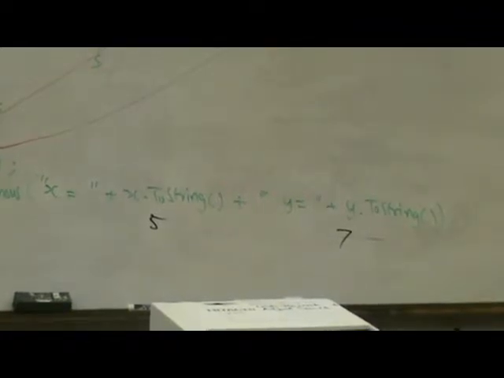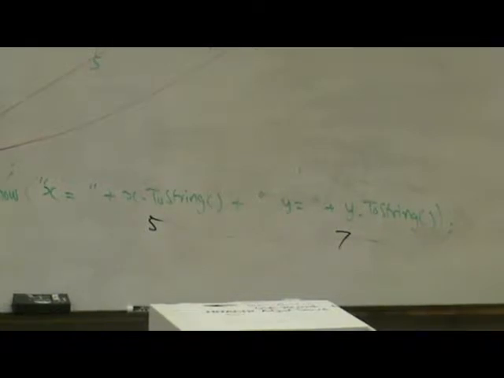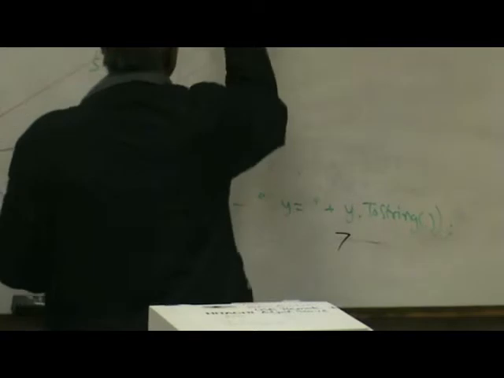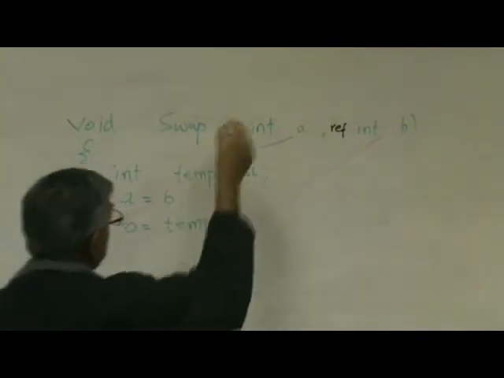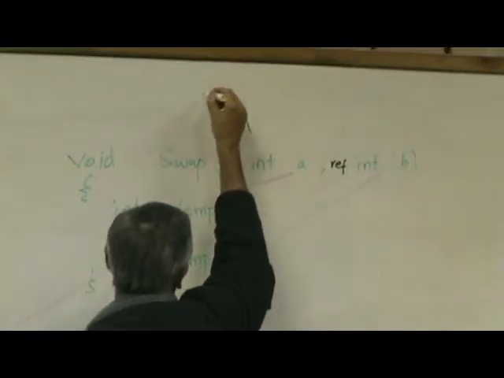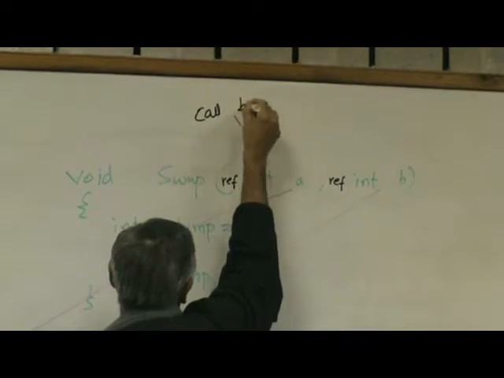In C#, just like in C++ where we can use the ampersand to indicate call by reference, there's a keyword called ref. If you add this ref keyword, that means we are trying to pass these parameters by reference.